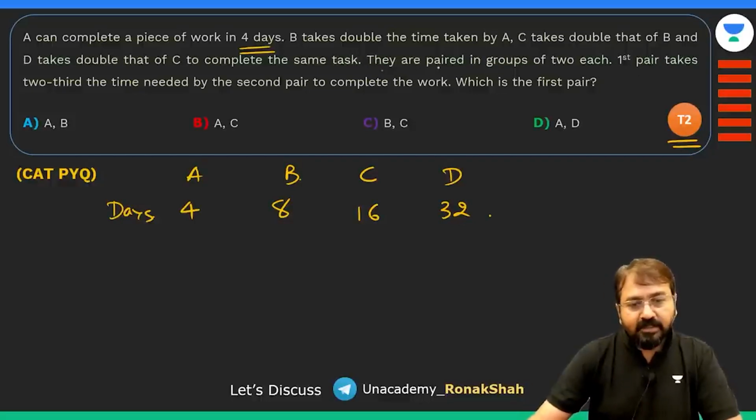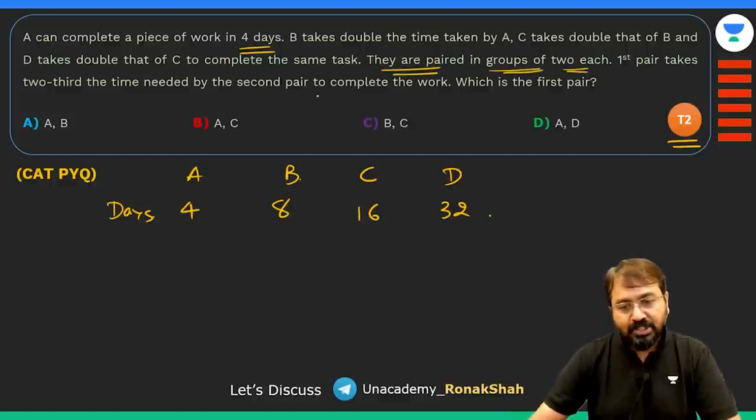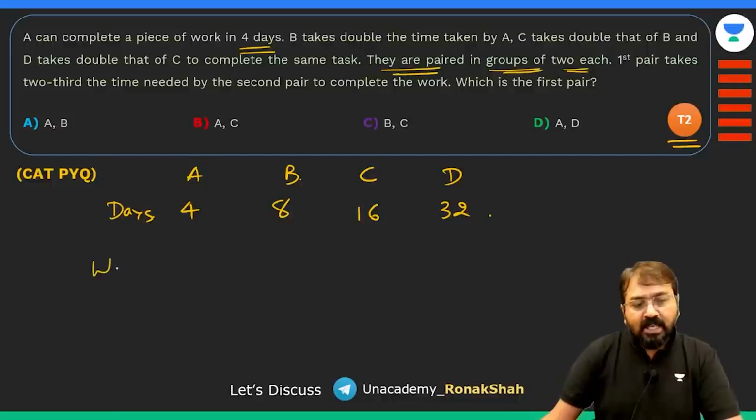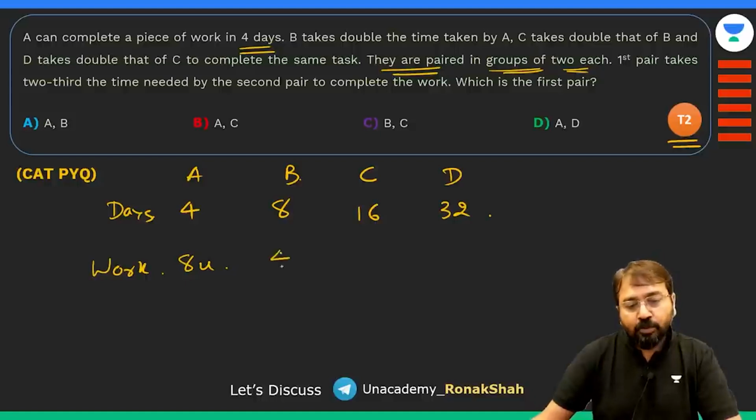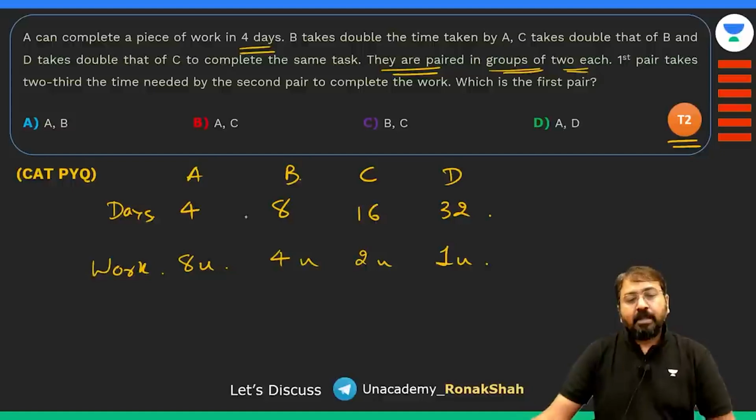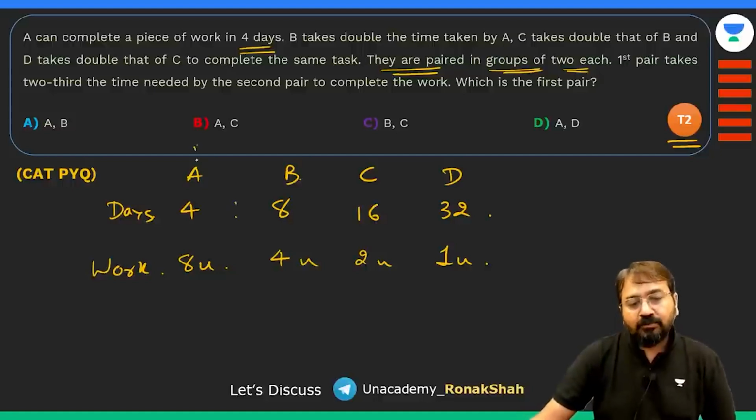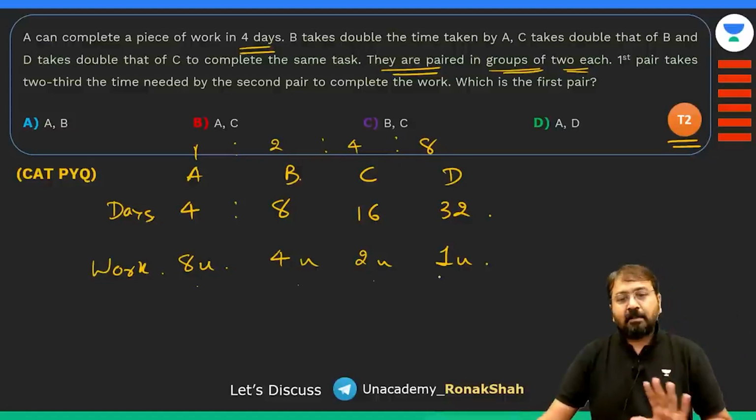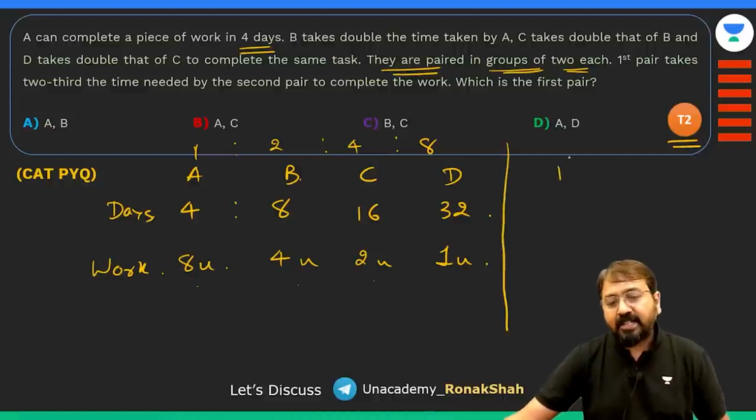Right, and they are paired in groups of 2 each. So guys, what we can make out is, can I say when A does say 8 units work, B, the second person, would be doing 4 units work, C would be doing 2 unit work and D would be doing just 1 unit work, because the days are in the ratio 1 is to 2 is to 4 is to 8. The work done by them has to be in the ratio 8 is to 4 is to 2 is to 1, right? This is a very simple thing.